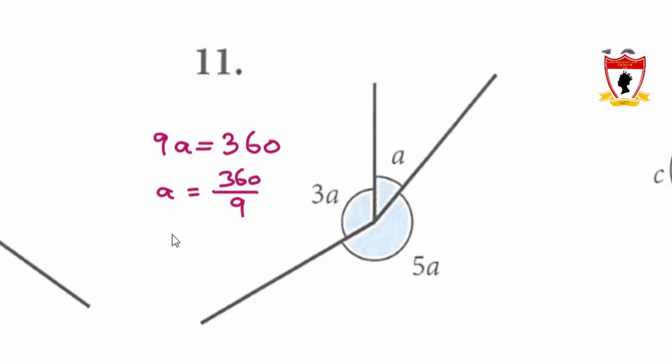So a is equal to 40. a is 40, means this angle is 40. 3a, 3 times 40 is 120. 5a, 5 times 40 is 200. All of these angles together, they add up to 360.